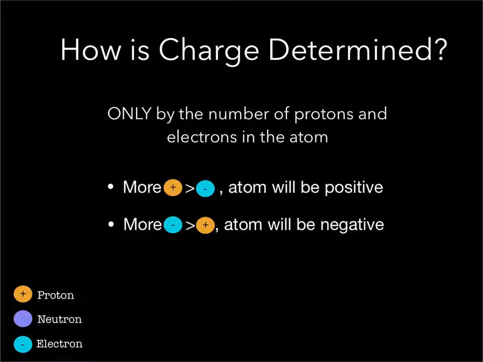Based on this information about charges, if you're counting the number of protons and electrons in an atom, if you have more protons than you do electrons, your atom will be positively charged. On the other hand, if you have more electrons than protons, your atom will be negatively charged. Let's talk about how we can determine exact charge.